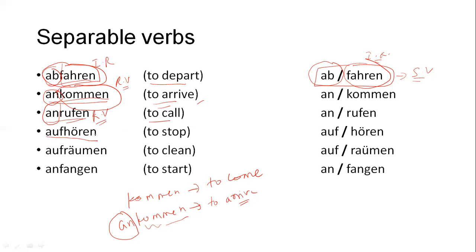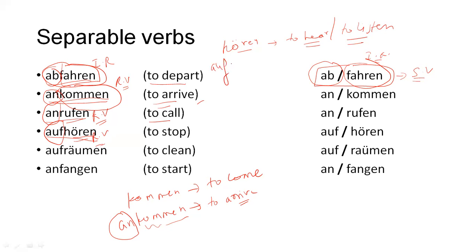Similarly, aufhören. Here the prefix is auf, and hören is a regular verb. If I take the verb hören, it means to hear or to listen. But if I add a prefix here, which is auf, then its meaning changes, and the meaning is to stop. So the meaning will not be the same as we have with the verb. You need to keep that in mind, right?